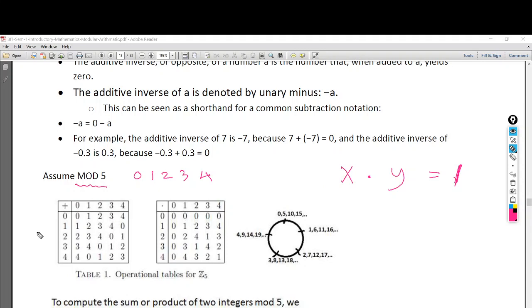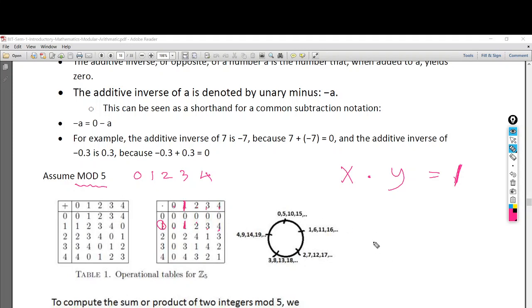Now let's see how to find the multiplicative inverse of a number in mod 5. For example, if you take 1, if you multiply it by 0, you get 0. If you multiply it by 1, you get 1. By 2, you get 2. By 3, you get 3. By 4, you get 4. So what is the inverse of 1 in mod 5? It is 1, because 1 multiplied by 1 gives 1.